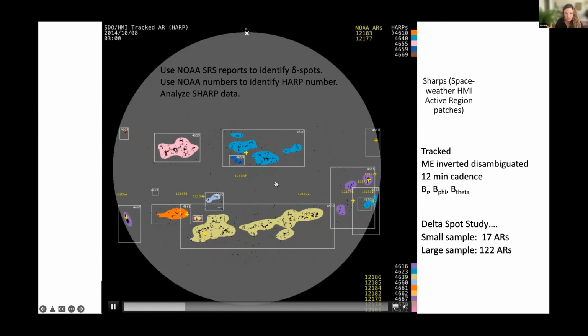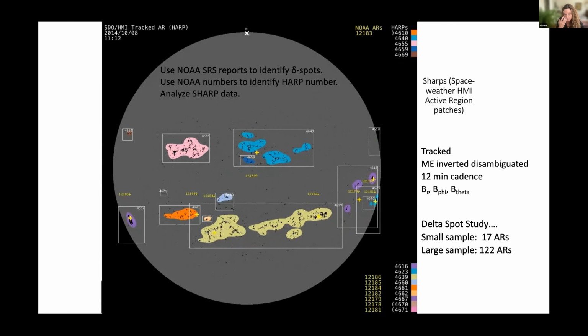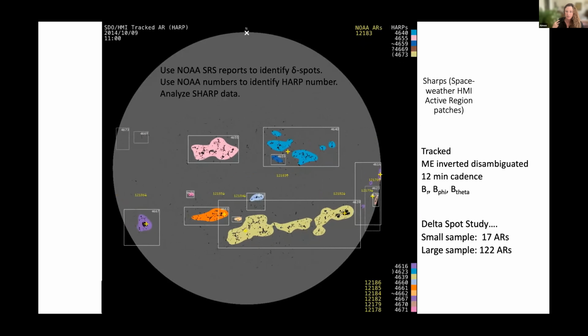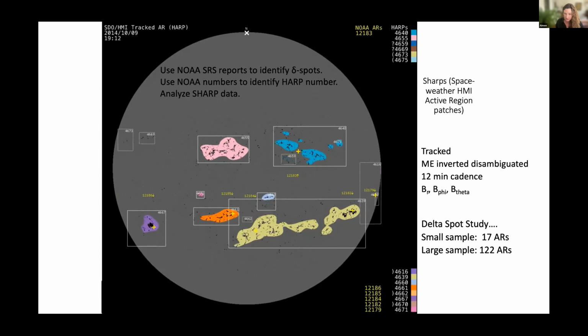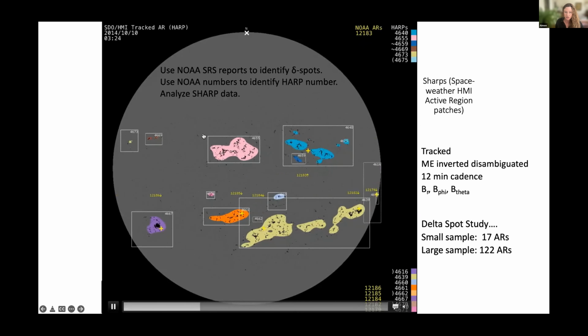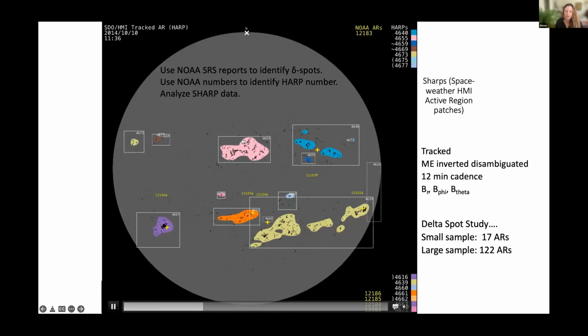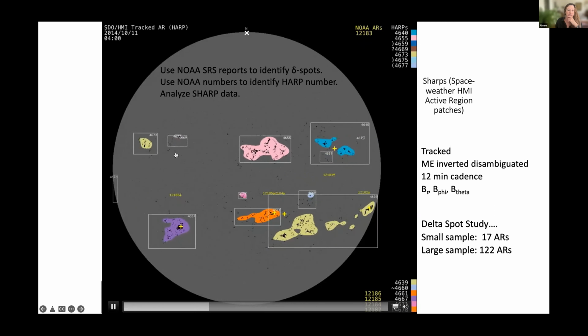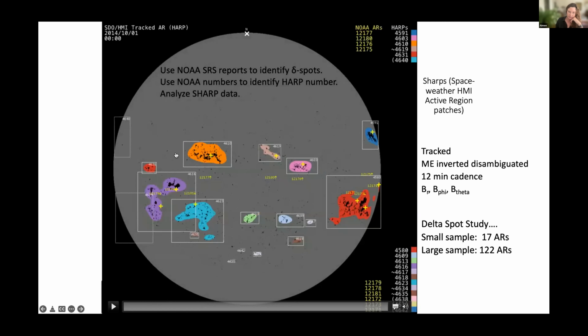So we get the delta classification from the NOAA observers, and then look at the NOAA number, find the corresponding HARP number, which is not as easy as you'd think, and then go to the SHARP patches, which is what these are. They're cutout regions of the vector data, and then use those for the analysis.